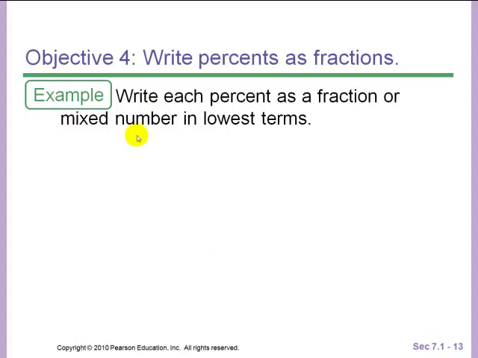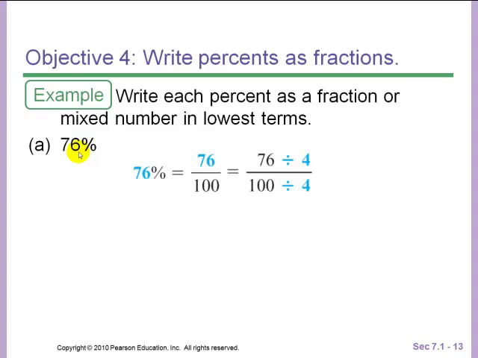It's up to you whether you want to write your final answer as a mixed number or as an improper fraction, but make sure you read the directions in MyMathLab carefully. MyMathLab can be a little pickier than I am. Our first example is 76%. That's 76 over 100. We can divide both top and bottom by 4, and we get 19 over 25.